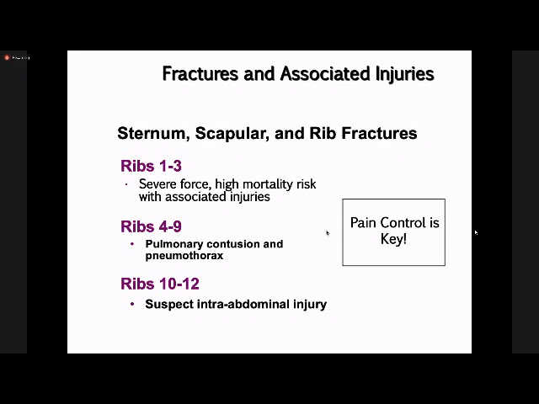Ribs 4 to 9 are the commonest fractures that you see every day. Management is essentially pain relief and physiotherapy. The lower ribs, 10 to 12, cover the abdominal cavity. So if the patient has lower rib fractures, always think of potential intra-abdominal organ injuries, commonly liver lacerations or splenic injuries.